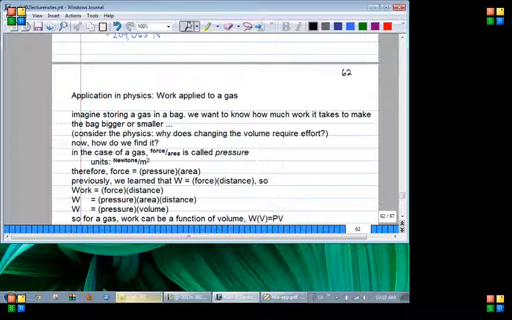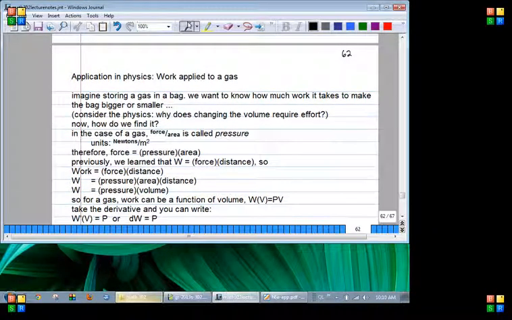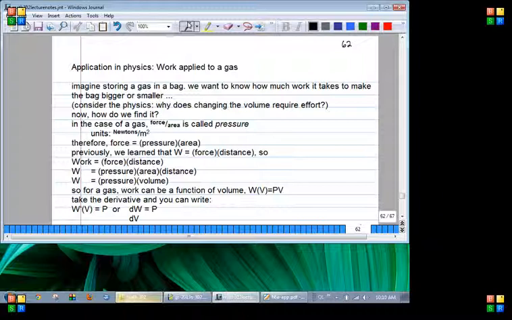Now we're going to do something that we haven't done before, which is think of work as a function of volume. We can do this because we wrote it as an expression in terms of volume. So if we take the derivative, we can write it like this: the derivative of work with respect to V is P. Or in other words, dW/dV equals P.